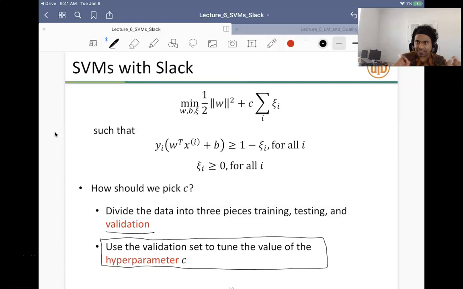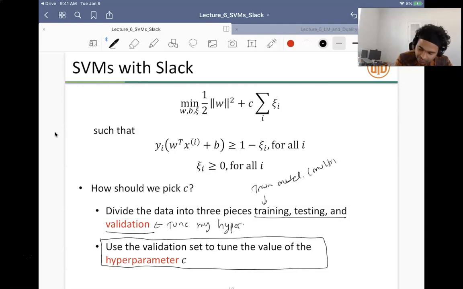Any hyperparameter in machine learning is for the most part chosen in this standard way. I divide the data into three pieces: training, testing, and validation. On the validation piece, I tune my hyperparameters, so I want it to be different from training and testing. Training is where I train my model. Then I have a validation set. I train multiple models with multiple values of C, say models M1 up to MK, so I have K models. I tune my hyperparameters by picking the best among M1 to MK.